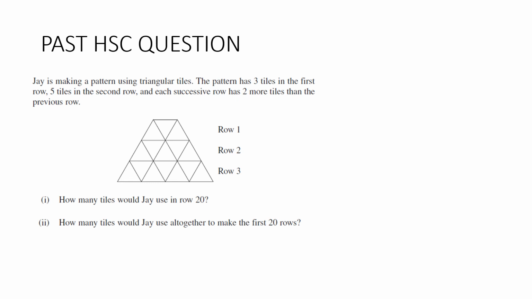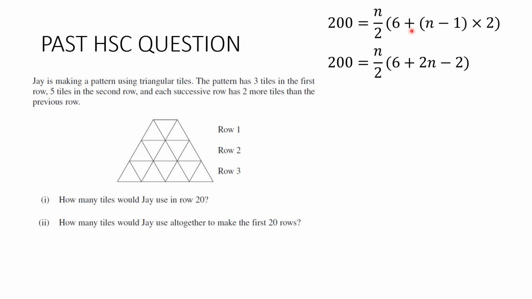And part 3, J only has 200 tiles. How many complete rows of the pattern can J make? So again, we're going to use the sum formula, and the total sum is 200. We don't know n. We know that a is equal to 3, so this is 2 times 3, and here's d. Okay, let's tidy this up.